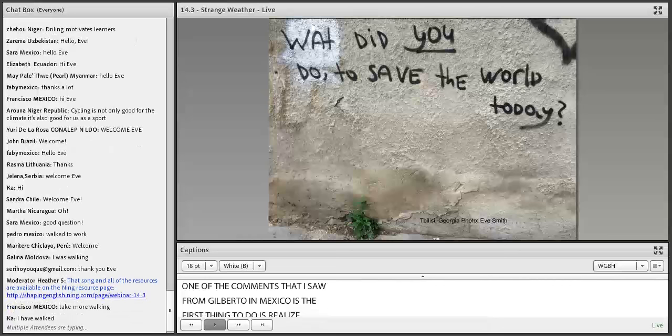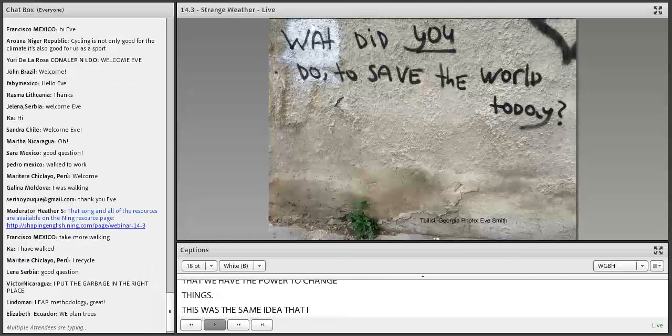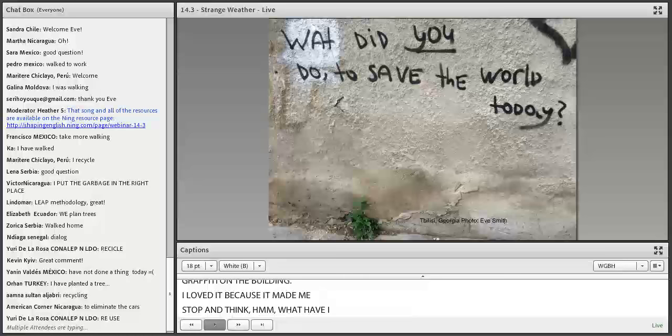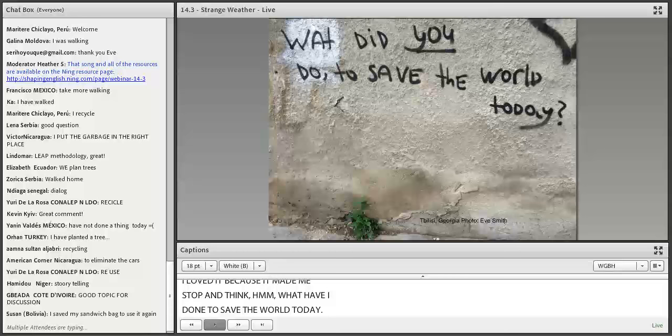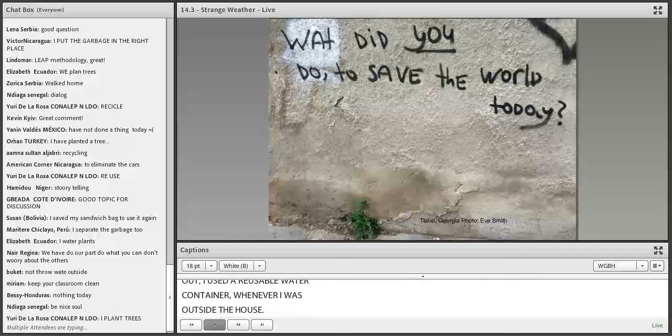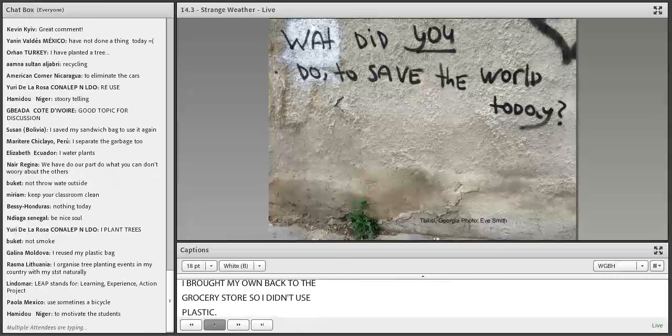This was the same idea that I had in my mind when I saw this graffiti on a building in Tbilisi. I loved it because it made me stop and think, what have I done to save the world today? And so I sat down and I listed out, okay, I used a reusable water container whenever I was outside the house. I brought my own bag to the grocery store so I didn't use plastic. And I made sure that I unplugged my cell phone charger whenever I left the house.